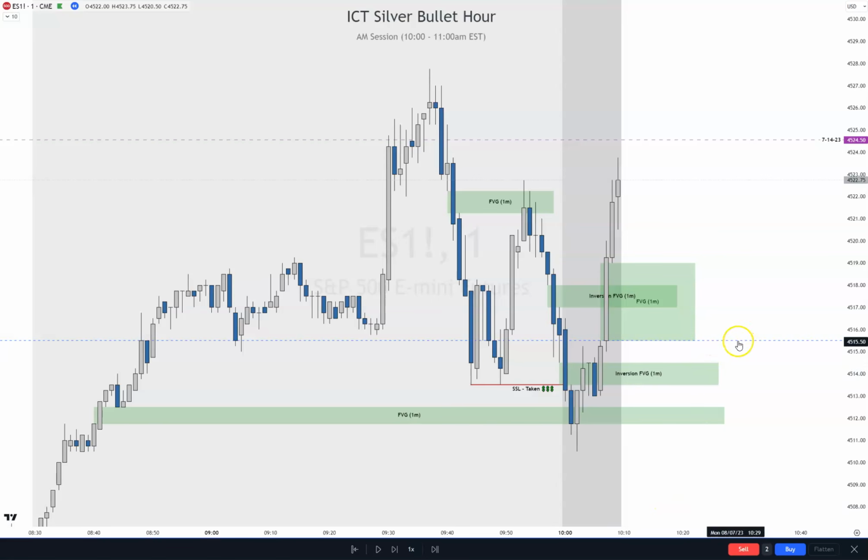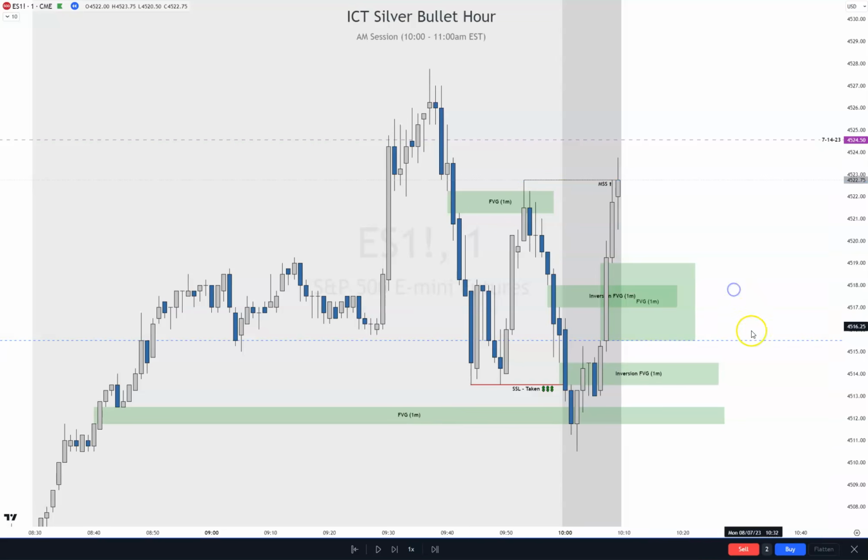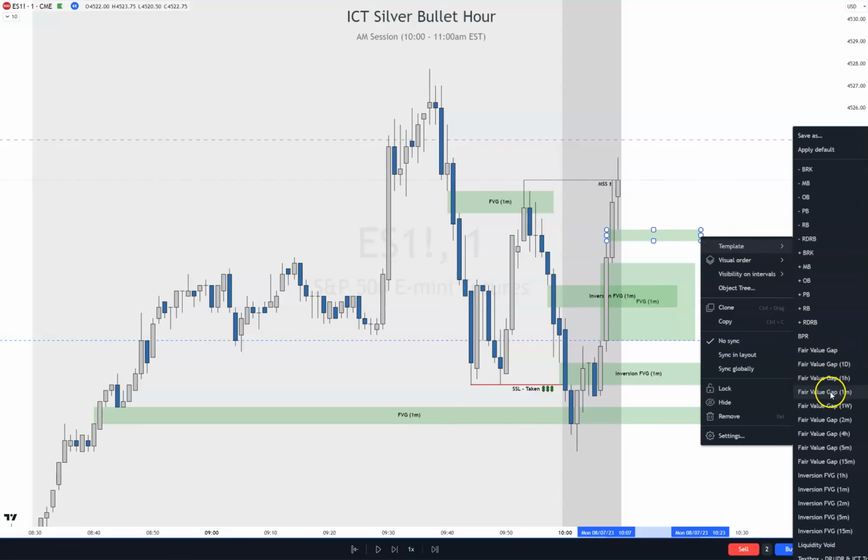Alright, right there. So that's been cleared. So let's put that on the chart here. Market structure shift to the upside. Alright, so let's see. We have another fair value gap right here. Let's actually put that on there. There you go.